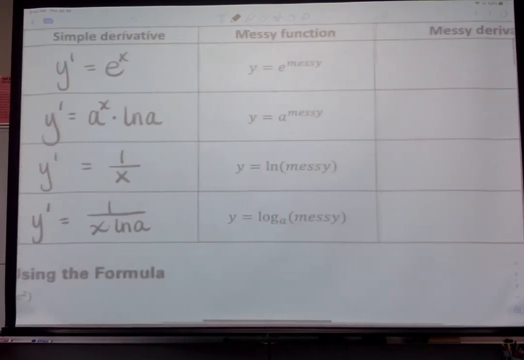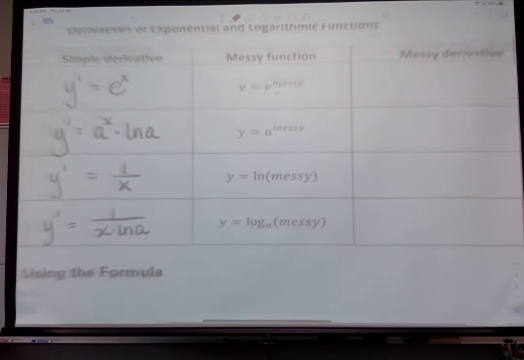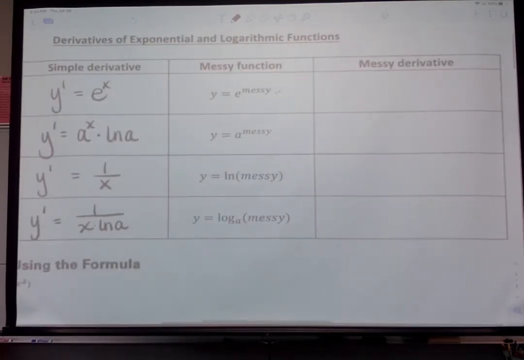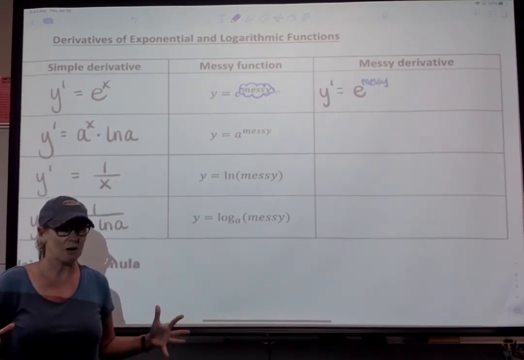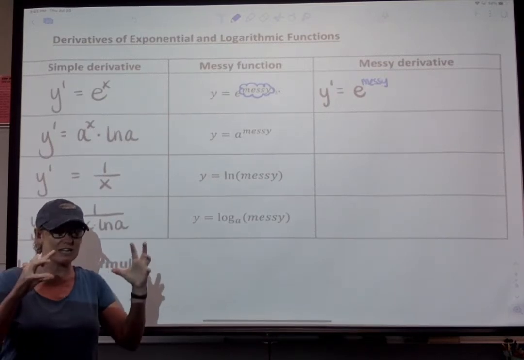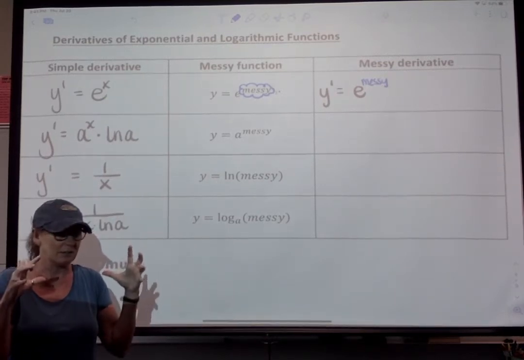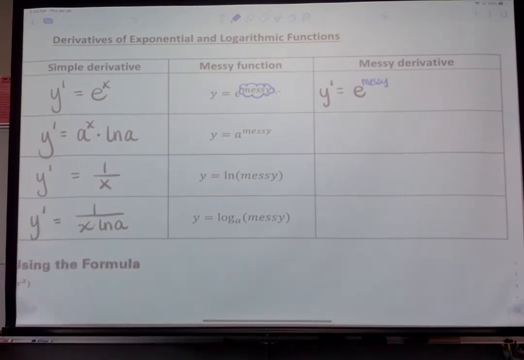And now, I think you can figure this out on your own, but I'll go ahead and go through them with you. What if it's messy? Well, your derivative, y prime, is going to be e to the messy, right? We don't touch the messy. When we're doing the derivative of the outer, looking at the big picture, recognizing it is messy, we don't touch the messy. So we got e to the messy times the derivative of the messy.